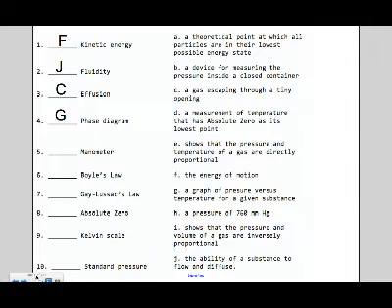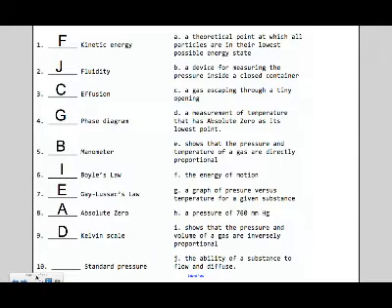Boyle's law shows the relationship between pressure and volume of a gas, that they're inversely proportional. Gay-Lussac's law shows that pressure and temperature are directly proportional. Absolute zero is the theoretical point at which all particles are in their lowest possible energy states. The Kelvin scale, based on absolute zero, is a measurement of temperature with absolute zero at its lowest point. And standard pressure is 760 millimeters of mercury, or 1 atmosphere.